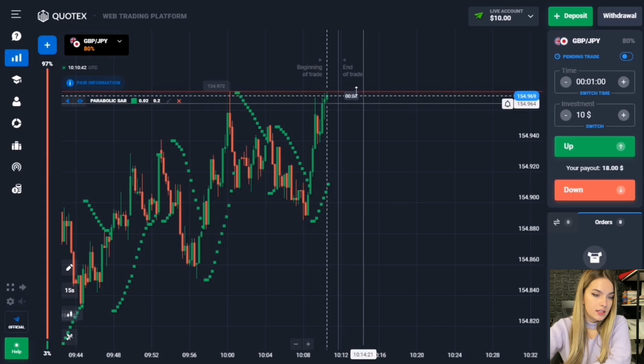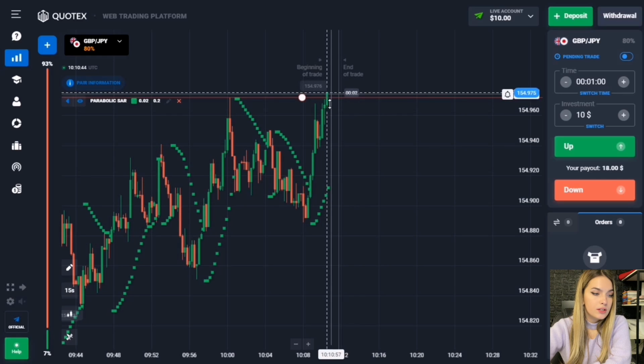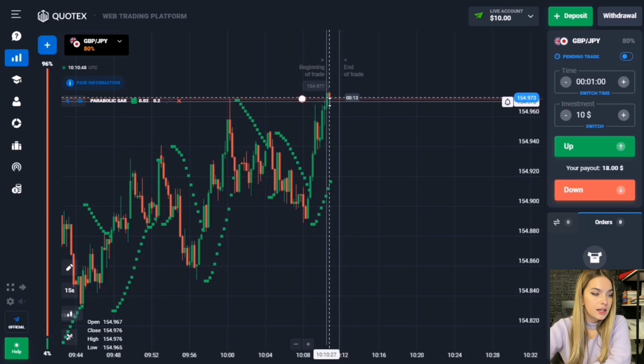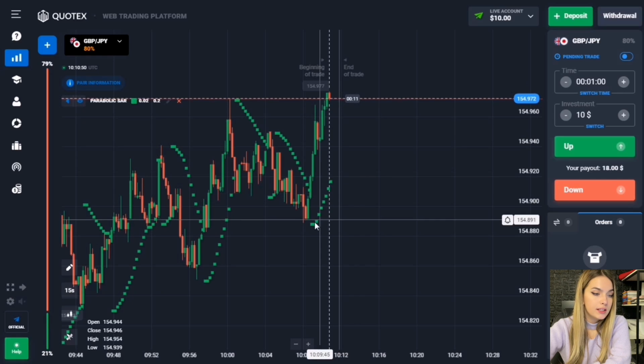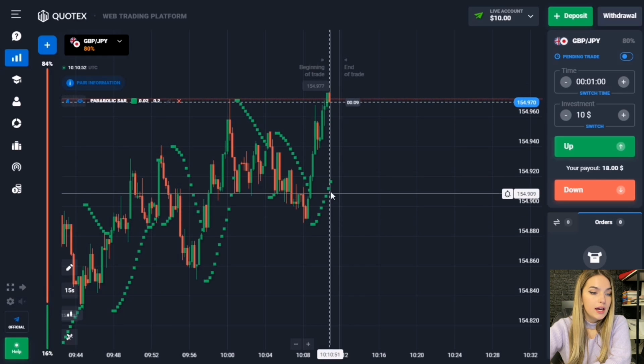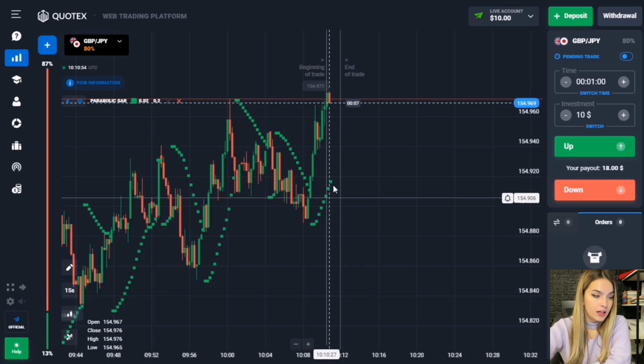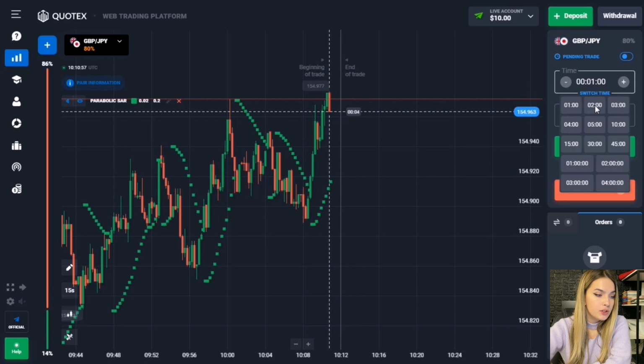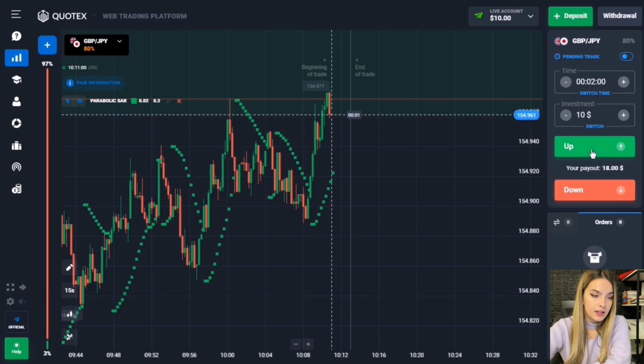Here we see the resistance level. We also see that there was a good impulse upside movement here. Also pay attention to our indicator, which tells us that an upside movement is expected in the near future. Since the dots have appeared and have been coming from the bottom of our chart for some time, I think that in this situation the resistance level will be broken in the next 2 minutes.